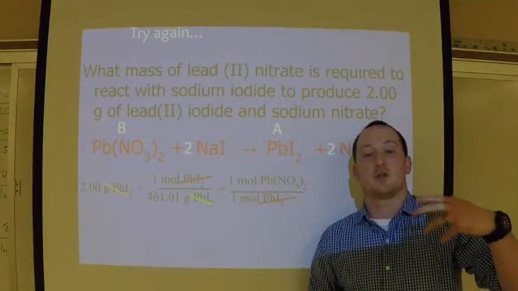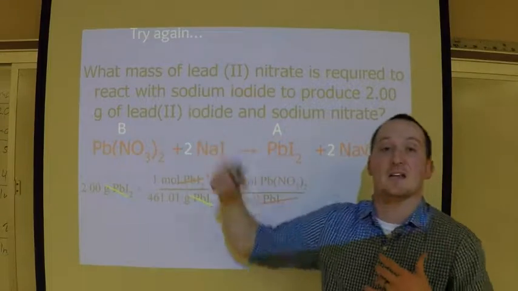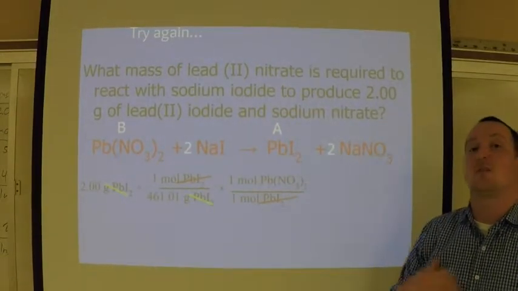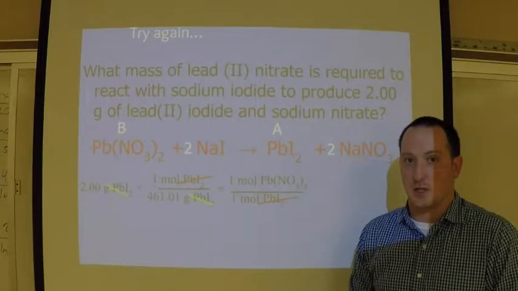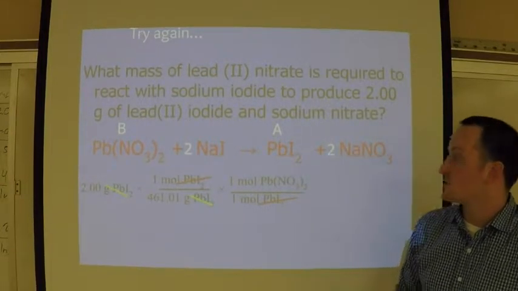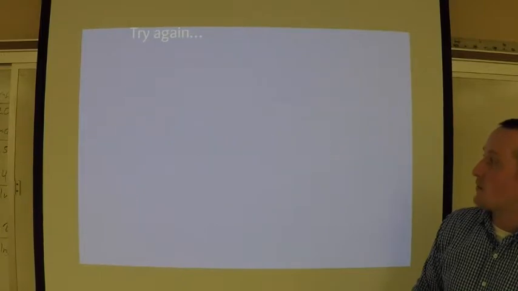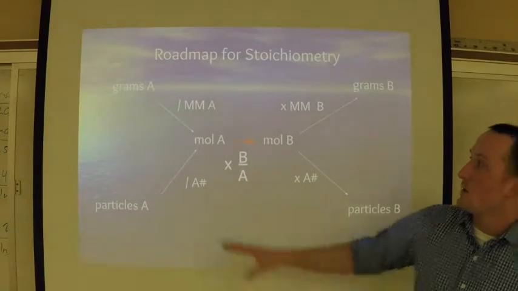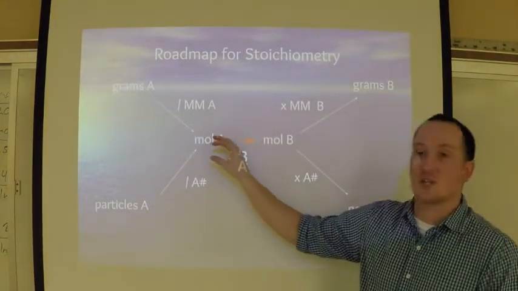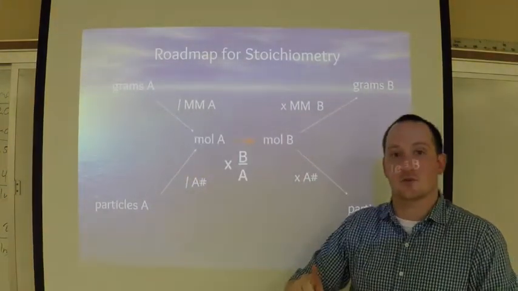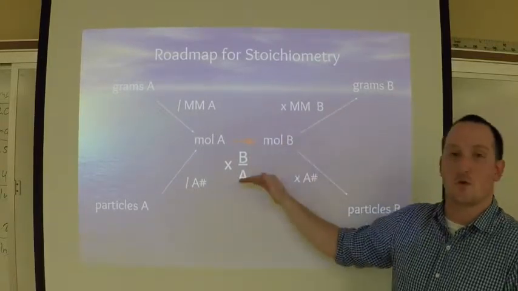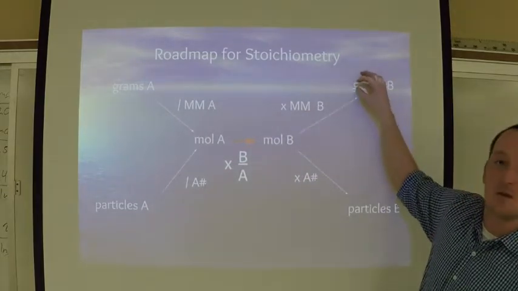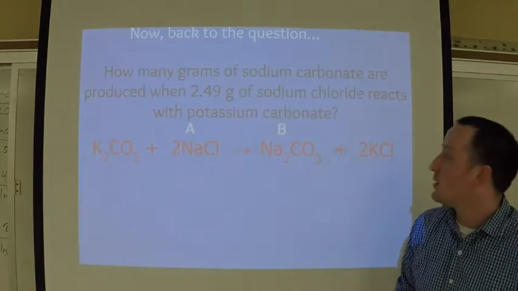Now I need to convert to, it says what mass, so I need to convert to grams of B. To convert to grams of B, I need to multiply by the molar mass of substance B. So if I went back and looked at my mole map, the first thing I did was take grams of A and change to moles of A by dividing by the molar mass. That was my first conversion. Second conversion is B over A, moles of B over moles of A. Third conversion is to multiply by the molar mass of substance B.